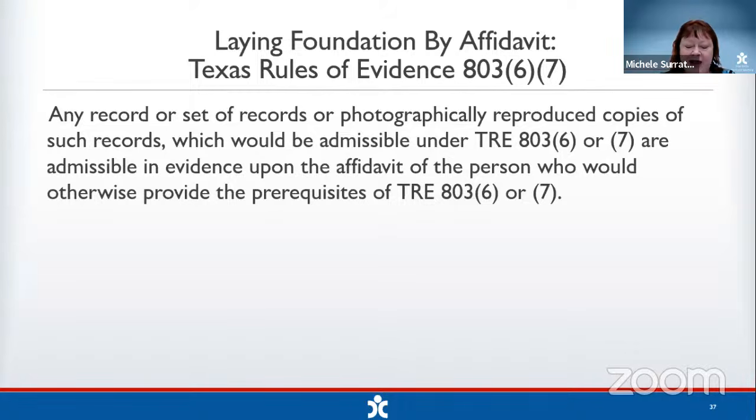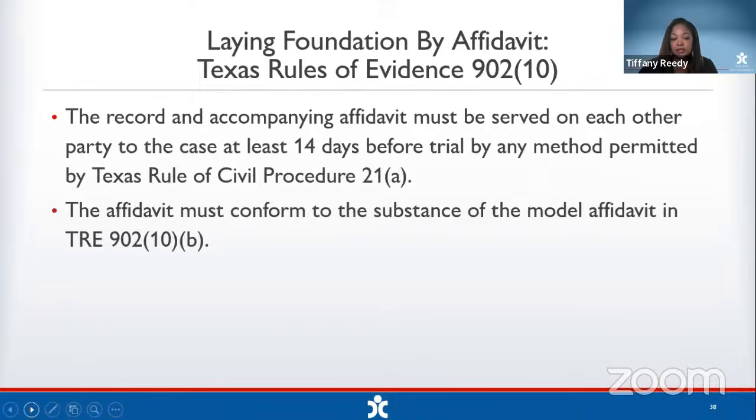And so you want to look at Rules of Evidence 803(6) and (7), because this is going to tell you what is required in order to get the exhibit introduced by the affidavit for this business record. And it's also going to tell you that you don't have to file the actual business record with the court, right? And so that's exactly right.